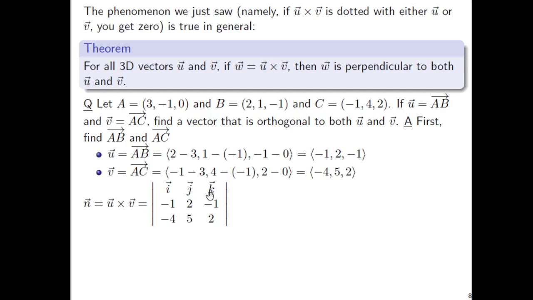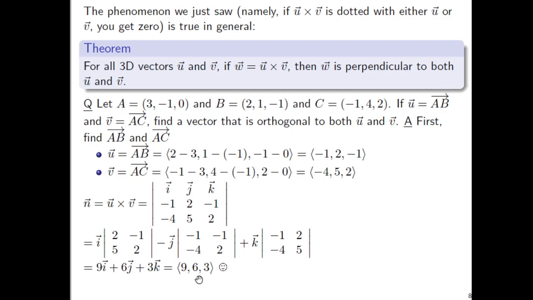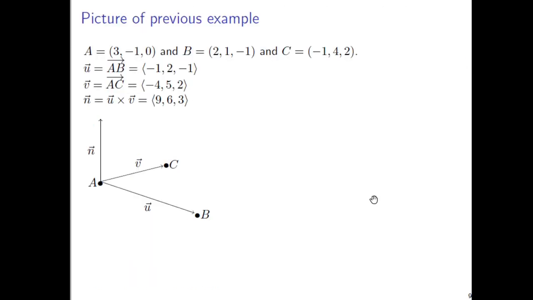And this is how we would compute this on paper. We create this 3 by 3 determinant. It's written as an alternating series of 2 by 2 determinants, and in the end here we'll get 9, 6, 3 as the vector. So you should really check that this vector n right here is perpendicular to both of the original vectors that we started with.